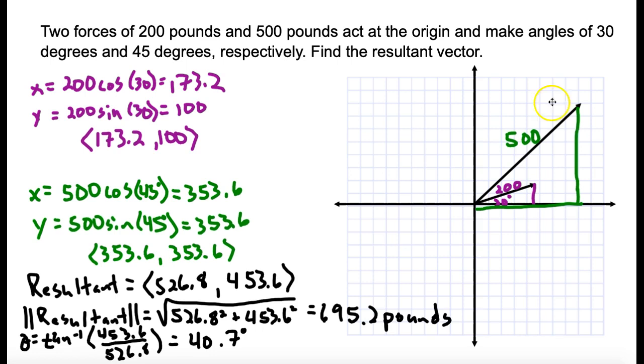All right? So this kind of stuff is how vectors are pretty useful. Okay? Force is one of the biggest applications. So there's a few problems I want you to try out of the book for tomorrow.